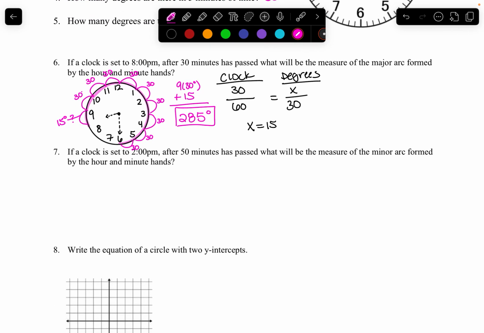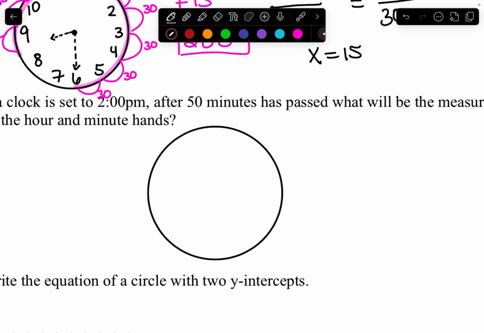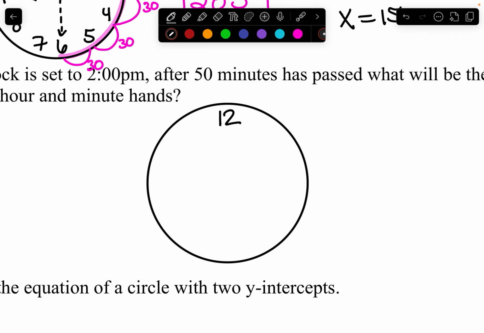Let's take a look at number 7. If a clock is set to 2 o'clock p.m., after 50 minutes has passed, what will be the measure of the minor arc formed by the hour and the minute hands? Okay, again, we're going to draw us a circle. It's a clock. We're going to label this clock 12, 3, 6, 9, and then we're going to do all of the numbers in between.